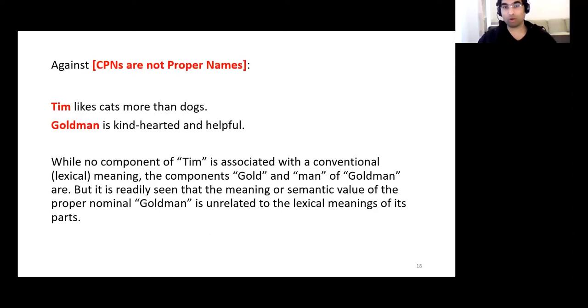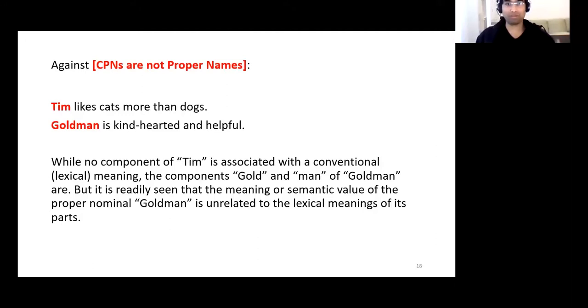So while no component of Tim is associated with a conventional lexical meaning, Tim can only be resolved in so many ways: T and IM, TI and M, and all these component parts are meaningless. So the meaning of Tim, in whatever sense names can be said to have meaning, cannot be said to be derived from the meaning of its component parts. Goldman, however, is a bit different.